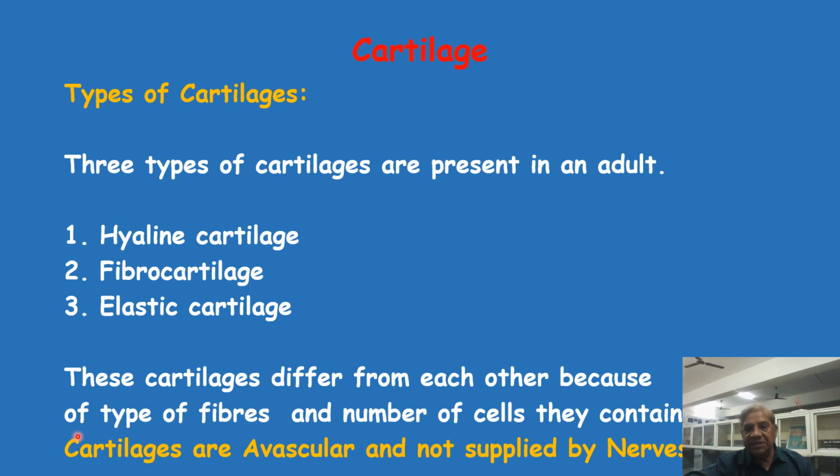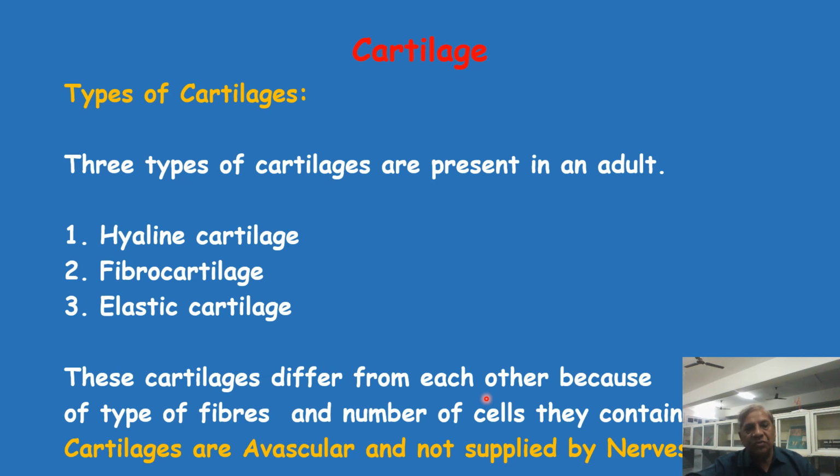These cartilages differ from each other because of the different types of fibers and the number of cells they contain. That means the number of chondrocytes may be more or less in a particular cartilage. So cartilages will be different from each other because of two reasons: the type of fibers they contain, and the number of cells, chondrocytes, less or more.